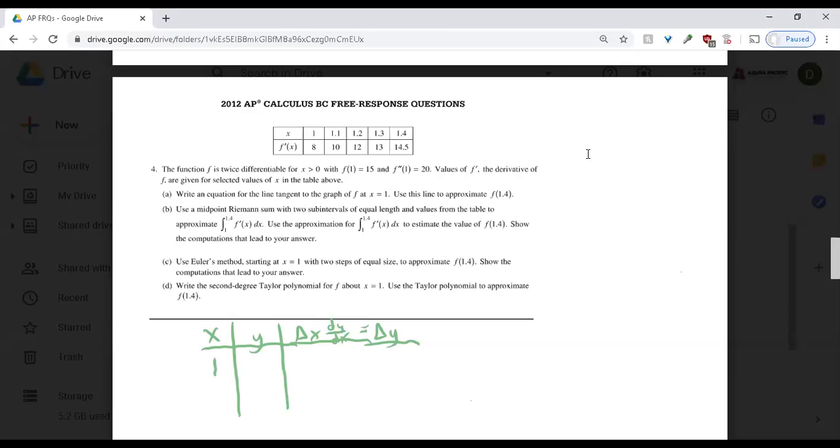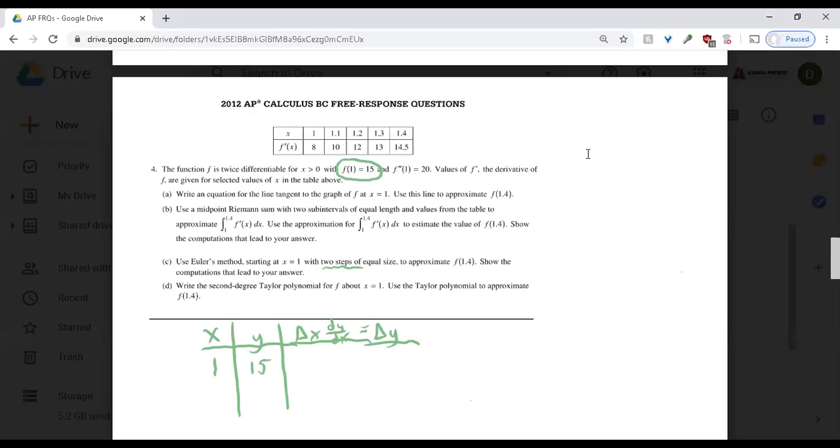And we're told right here, don't go off the table, because the table gives you the derivative, not the y coordinate. So it gives you the rate of change is 8, but the y coordinate at x equals 1 is 15. And it says 2 steps.